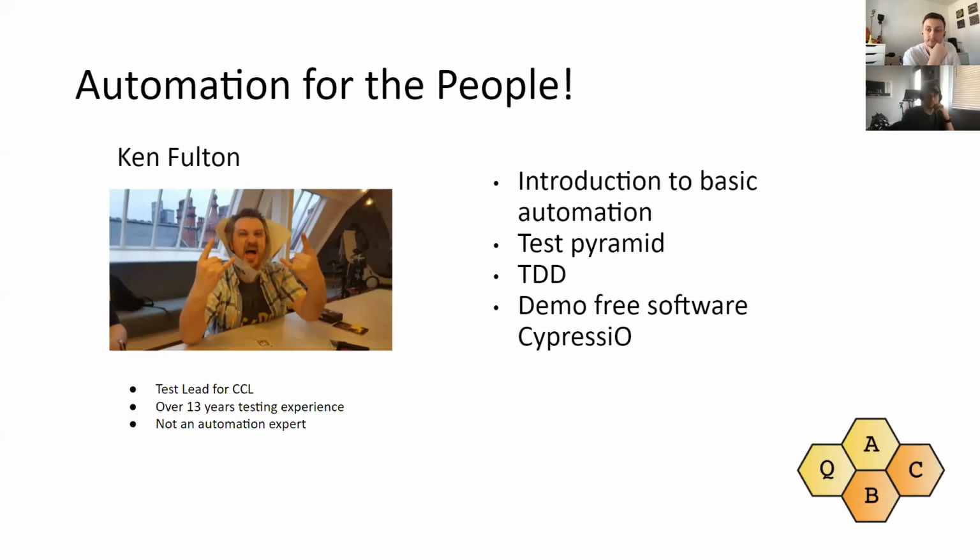in my day-to-day job. So what I'm going to do today is talk about the basics of automation from what I've seen over the past 13 years. I'm going to talk a little bit about the test pyramid as well. If no one's heard about that, I'll have a little bit of a chat about that. People can ask questions as we go along as well. We're going to talk about a bit of TDD. If no one's heard about TDD, I'll go into more information about that. And then I'm going to do a demo of some free software called Cypress IO.